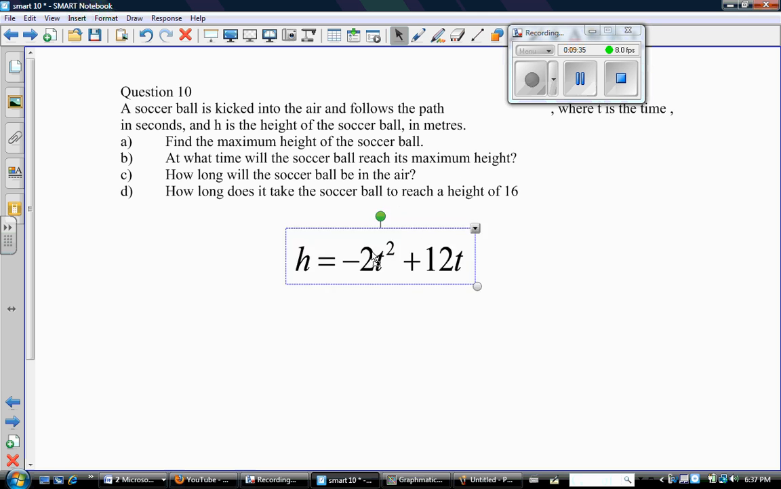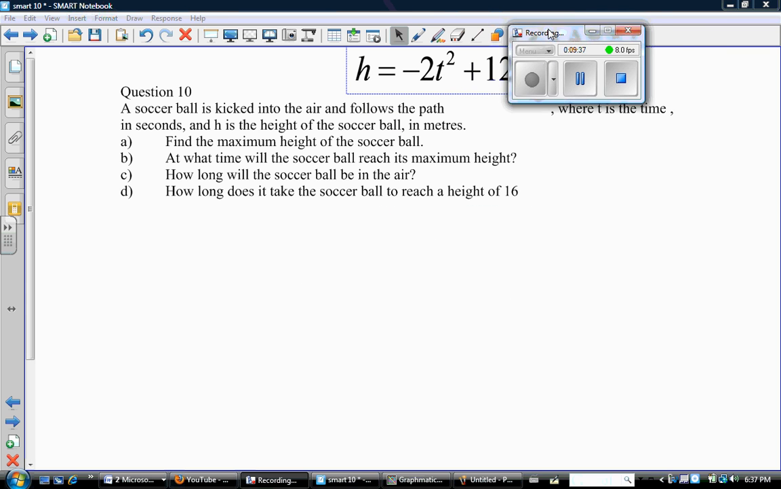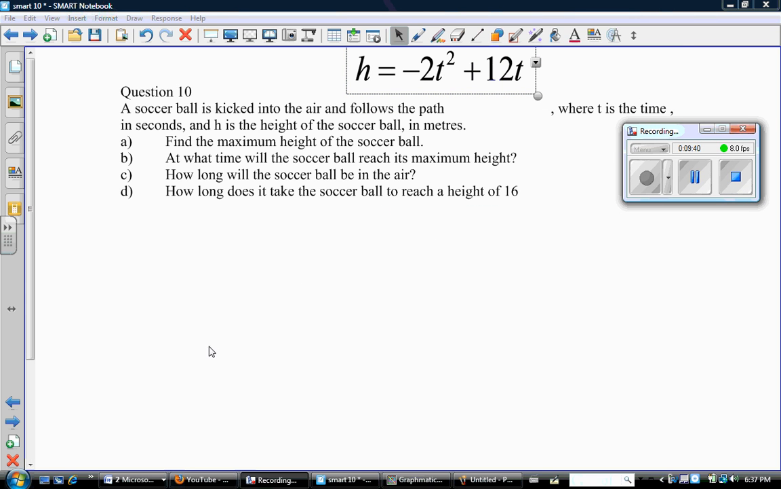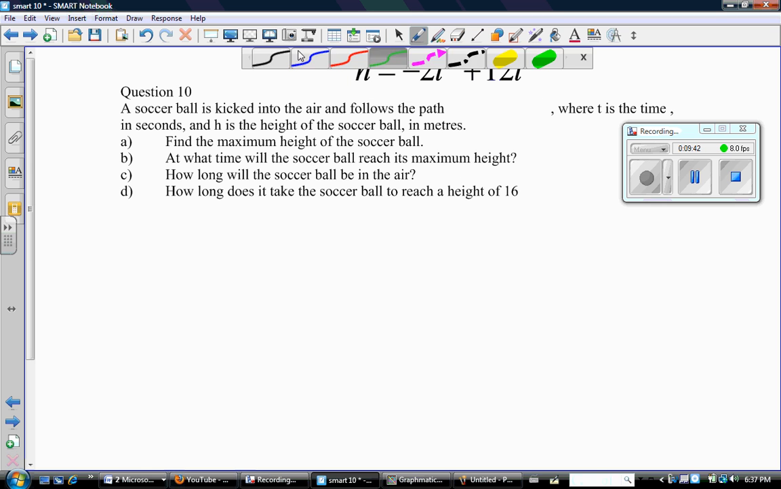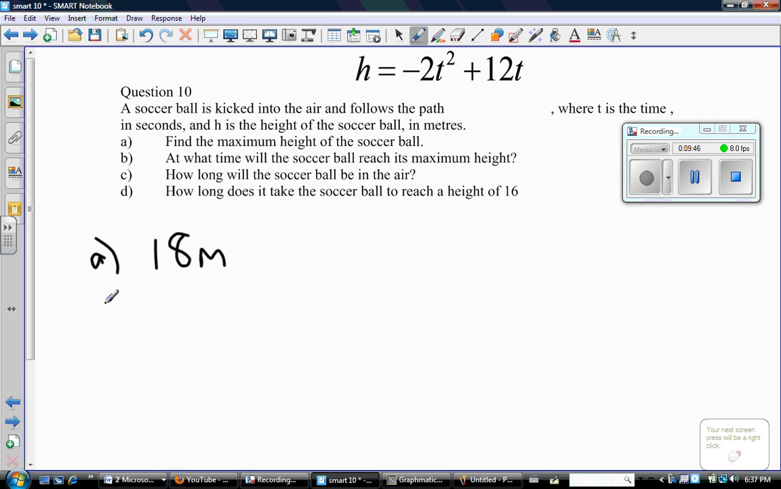A, what is the maximum height? Well, we have the vertex, right? And the vertex represents the maximum height, so it's 18 meters. How long does it take this ball to get there? Well, again, the vertex was 3 comma 18, so it takes 3 seconds to get there. All of that math is in previous pages.